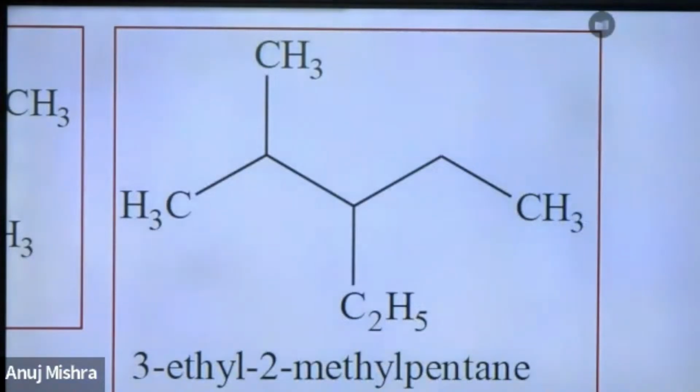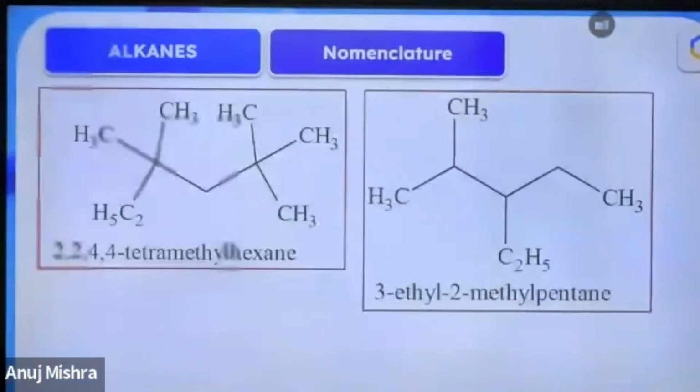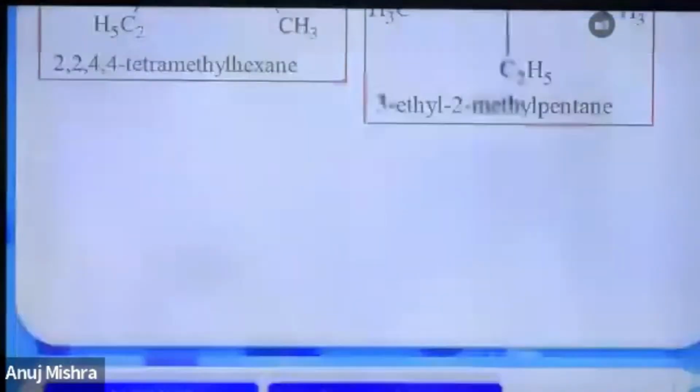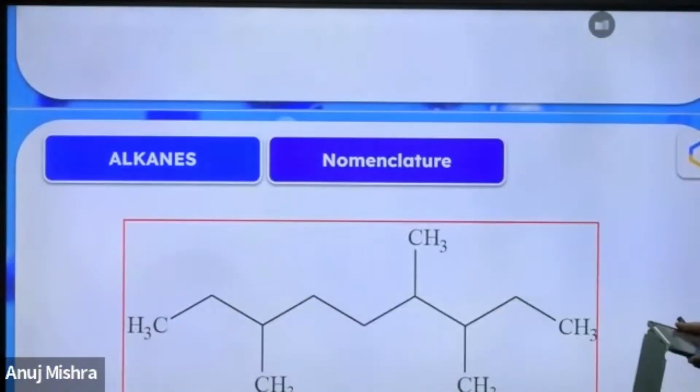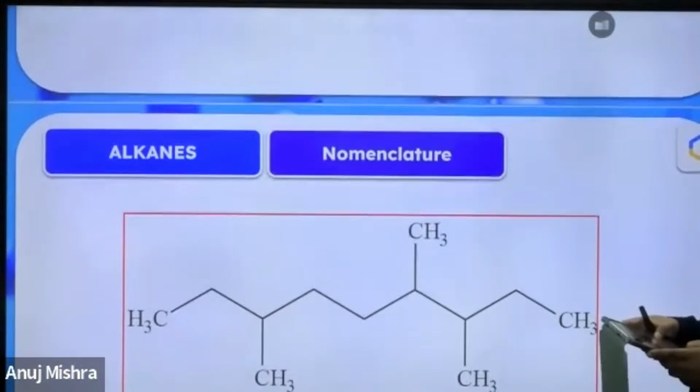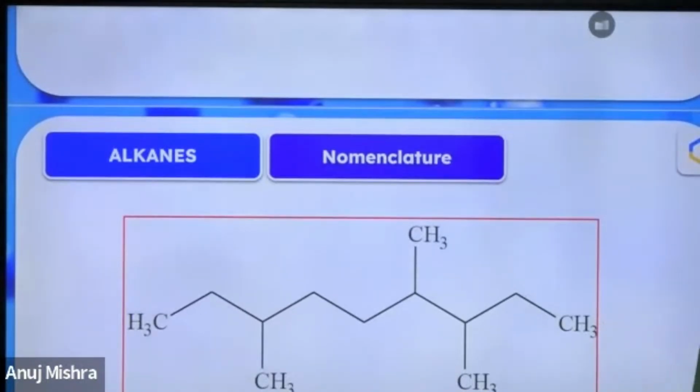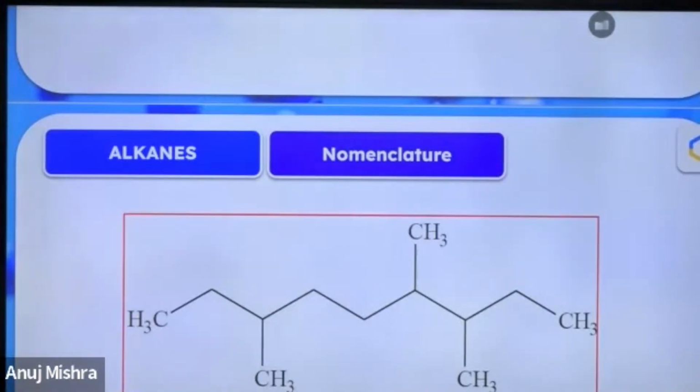So these are some basic terms for naming, IUPAC naming or nomenclature of alkanes. Moving forward, do this one also. This time nobody should get it wrong. Please give me the right answer for this question. Do it. I hope the question is visible to all of you.